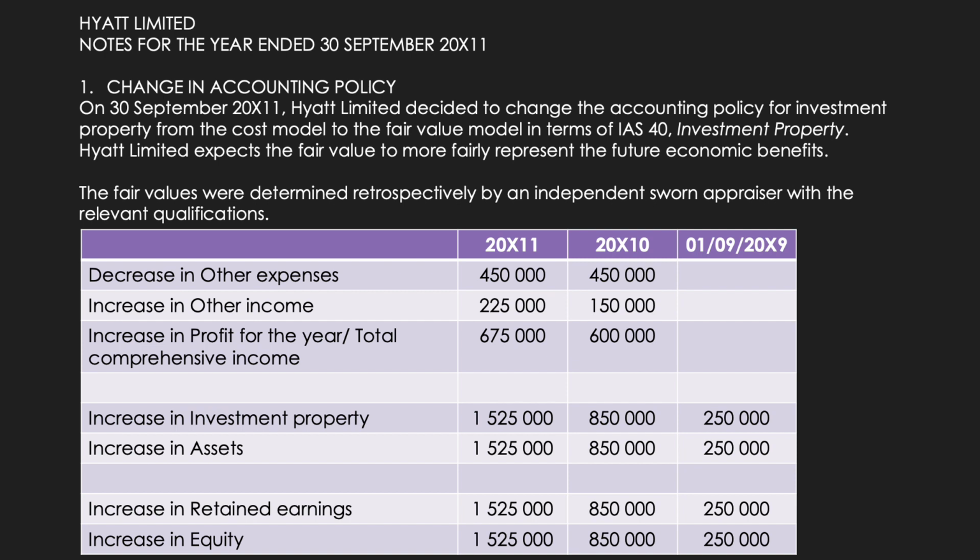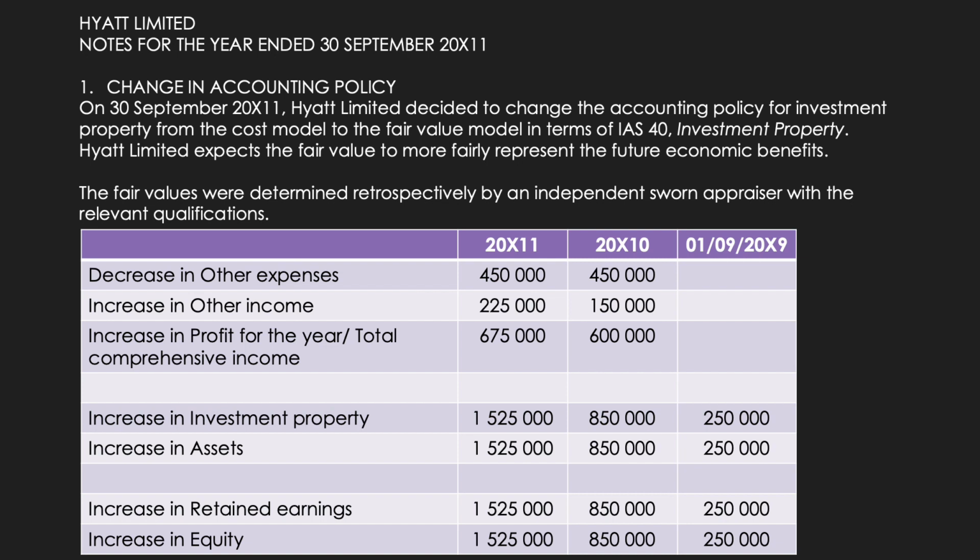Once again, if we have an increase in investment property, we need to show that there's an increase in assets, and then we need to go and show an increase in retained earnings, and then an increase in equity. Now, this increase in retained earnings and the increase in equity is cumulative. So once again, it's the 250,000 increase in equity relating to the 1st of October 2009, plus the 2010 increase in profit of 600,000 Rand. That gives me the 850,000 Rand.